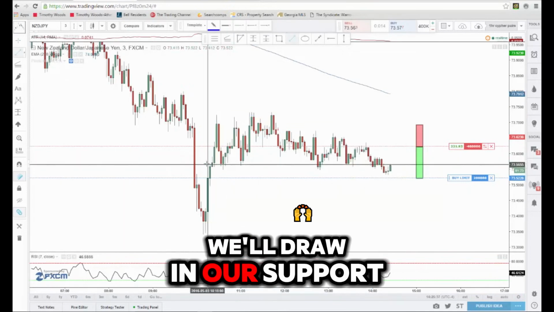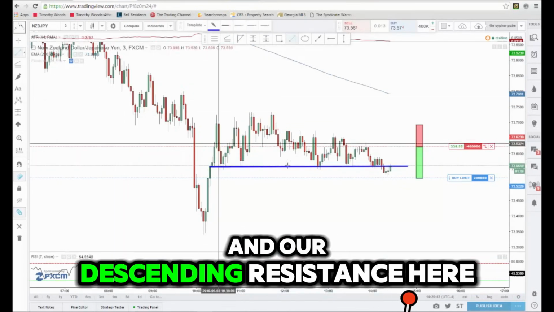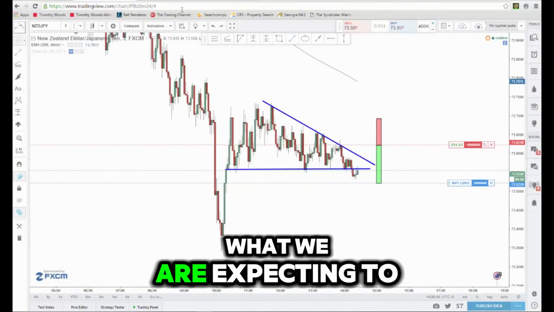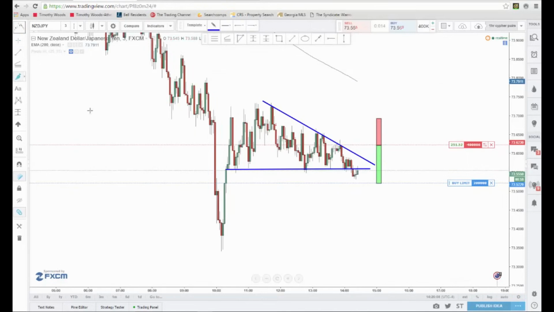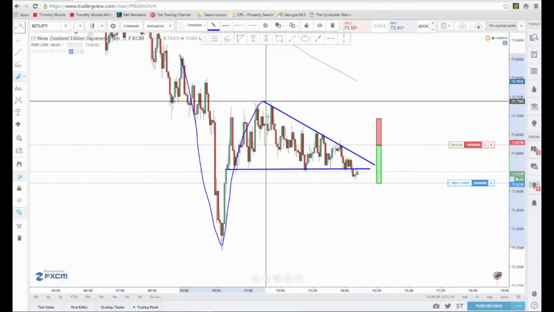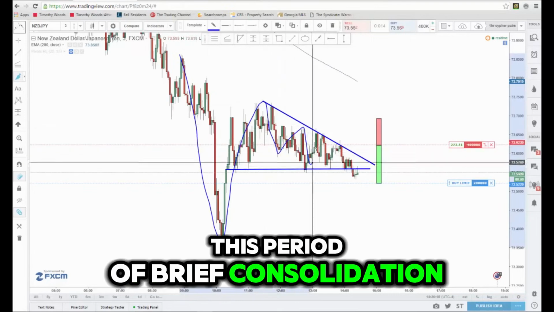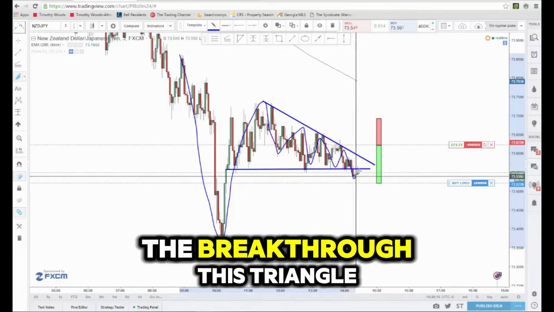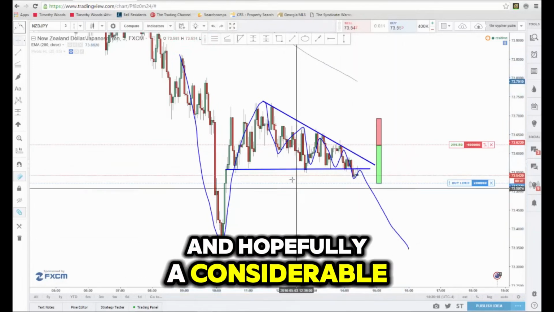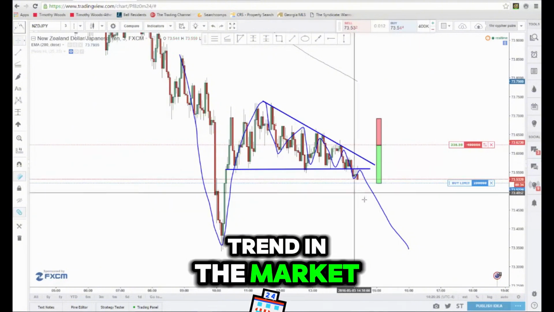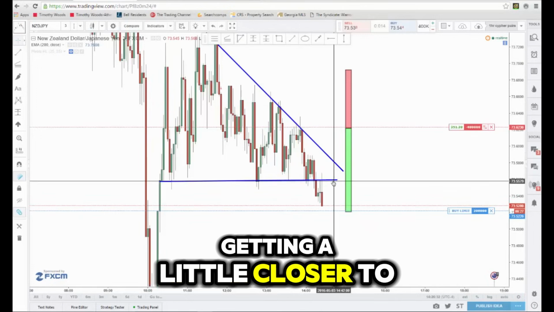We'll draw in our support level here and our descending resistance here. So with this being the case, what we are expecting to happen here is after this impulsive move down, this period of brief consolidation in way of a descending triangle, the break through this triangle, and hopefully a considerable move to the downside to continue the overall trend in the market, which is down. And now we seem to be getting a little closer to targets here.